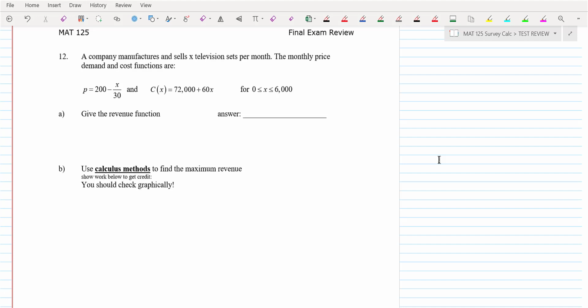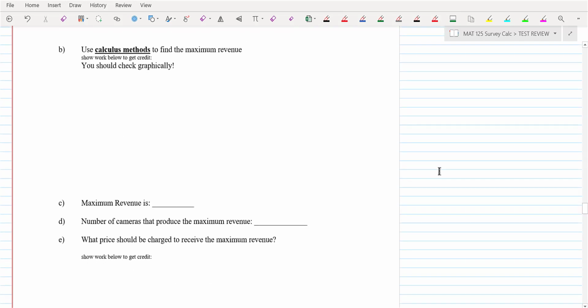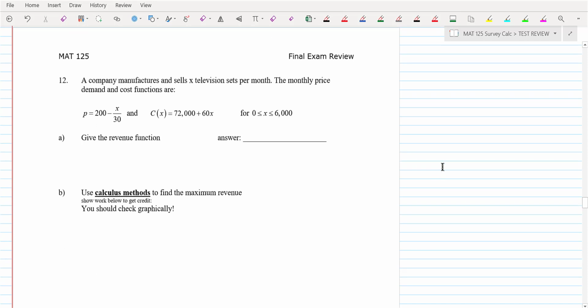This was on the last test. I don't remember if this is the same problem we did on test 3 or if it's real similar to it. So let's do this. Then we'll do a short break here, then we'll start going back through the limits and some of the derivative applications.